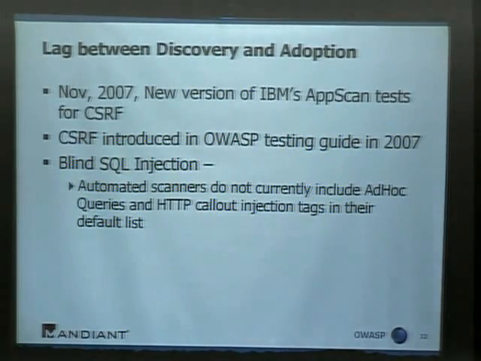Even if you're relying on manual testing, CSRF was introduced into the OWASP testing guide only in 2007, although it's been known as an issue for some time. There are several reasons why, although it's known as an issue, people do not find reliable ways of exploiting the vector. Tools that look for these kinds of issues change. So there are several reasons for this lag between discovery and adoption.